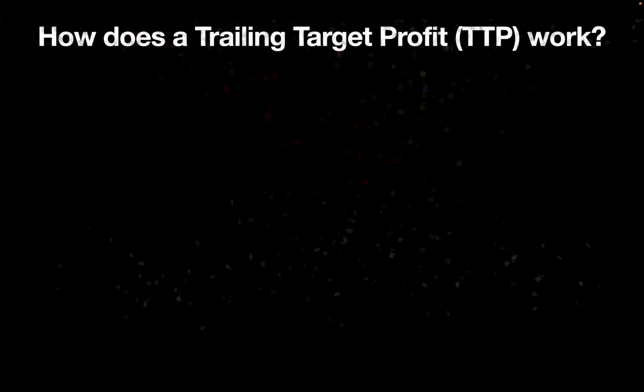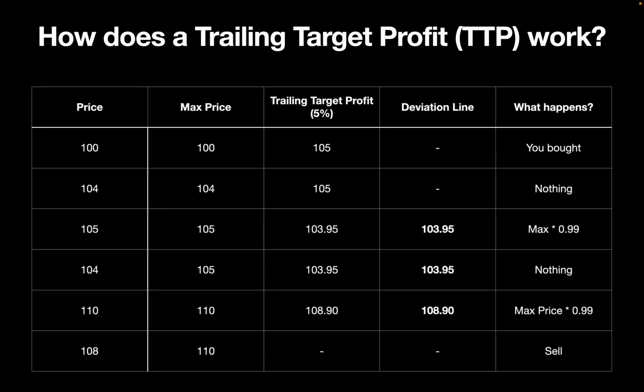So let's understand trailing target profit, which enables you to participate in price rallies. Let's take a look at a simple example. You're buying the asset for $100. We are also keeping track of the current maximum of the price. So in the beginning it is simply our buy level, $100. We are setting a target profit of 5%. So with the normal target profit, you would sell at $105.